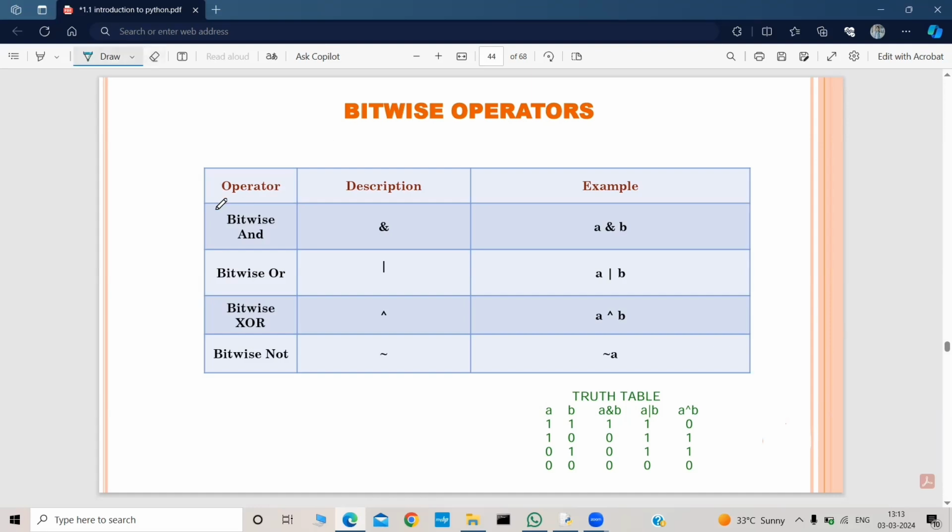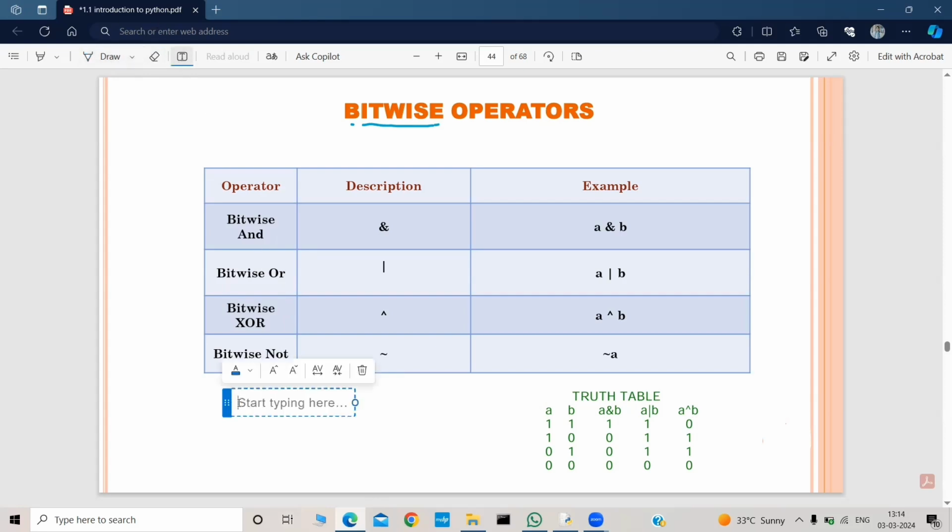So we know in Python, we have bitwise AND, bitwise OR, bitwise XOR, and bitwise NOT. What are bits? By the name itself, we can say that they are formed with zeros and ones. Then how do we compute bitwise AND, OR, XOR, and NOT on numbers? That was the question.